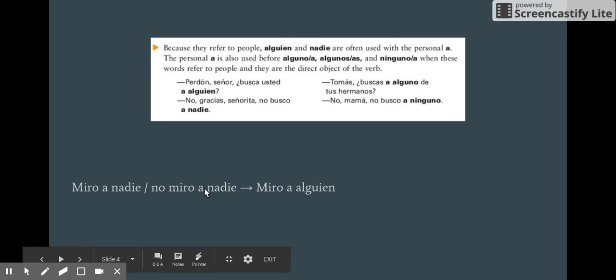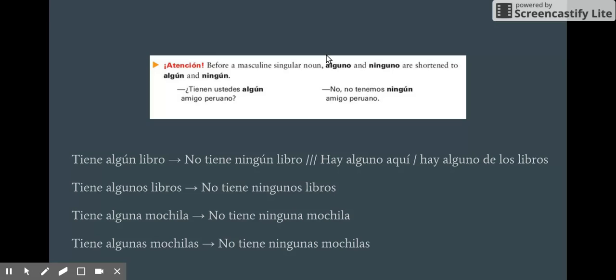Or no miro a nadie. As you can see here, the negative word doesn't go exactly right before the miro, it goes after the preposition a, but that's because nadie requires that preposition here. Or miro a alguien, I'm looking at someone. So generally, these ones that refer to people, someone, nobody, no one, and so forth, have the preposition a before them.